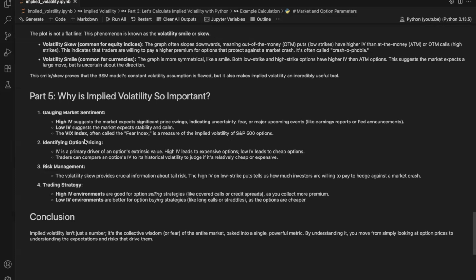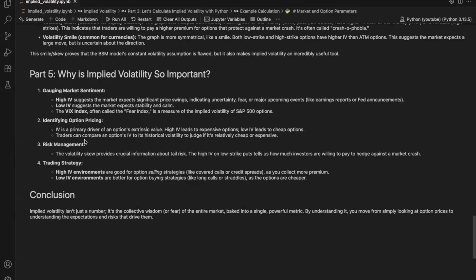So, why does all this matter? Implied volatility is crucial for several reasons. The first one is it's a sentiment indicator. High IV means fear and uncertainty. Low IV means the market is calm, just like the VIX index, which is just a measure of the implied volatility of S&P 500 options.